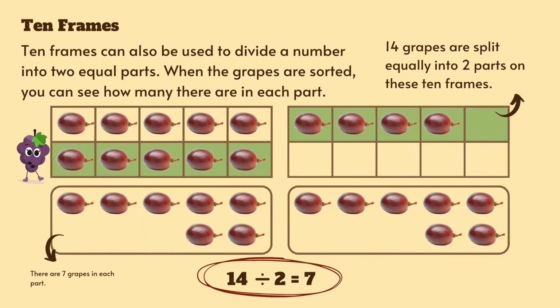10 frames. 10 frames can also be used to divide a number into 2 equal parts. When the grapes are sorted, you can see how many there are in each part. 14 grapes are split equally into 2 parts on these 10 frames. 14 divided by 2 is 7.